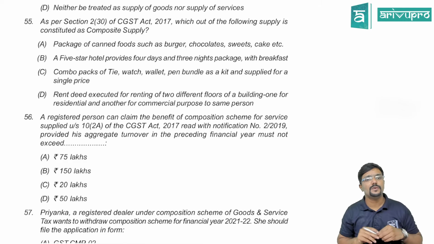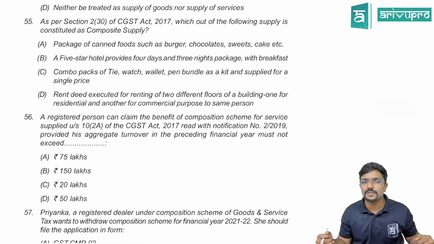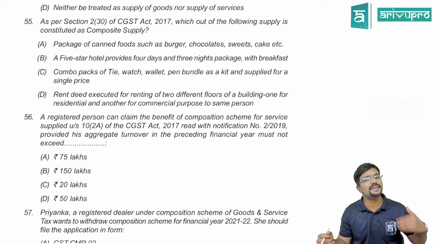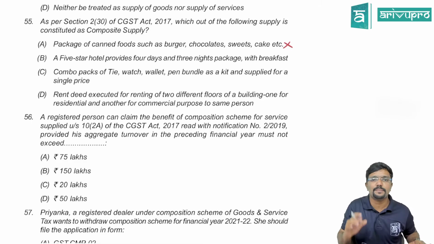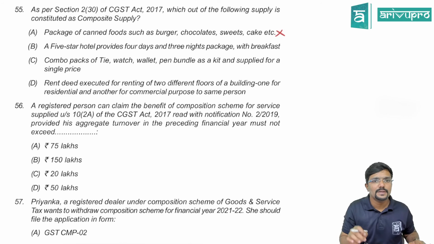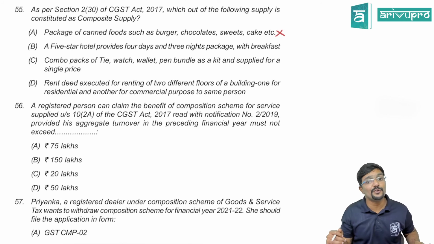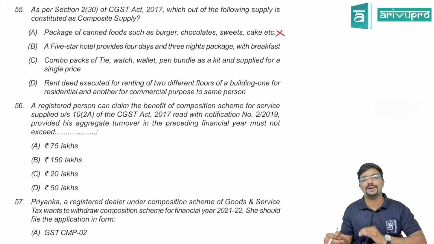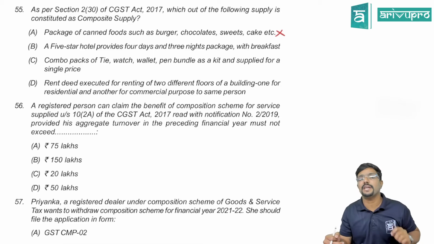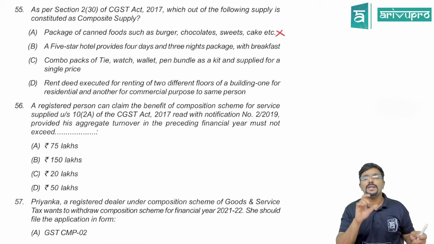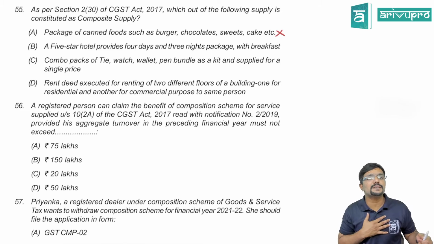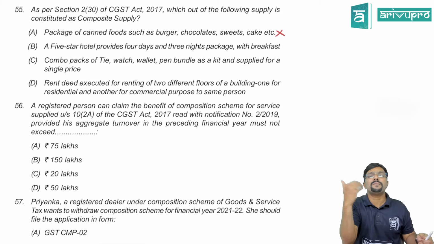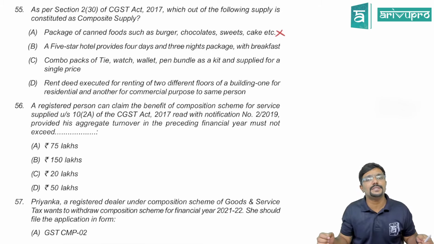Okay, chalo, we will see one by one. Package of canned foods such as burger, chocolate, sweet, cake, etc. It is not a composite supply, it is a mixed supply because they are not naturally bundled. Then a 5-star hotel provides 4 days and 3 nights package with breakfast. See here, accommodation with breakfast they are providing, and most of the hotels provide this, guys. And see, sir, what is naturally bundled? It is not defined in the law. Naturally bundled means when the majority of the customers expect that the goods will be purchased together or services will be taken together, we consider them as naturally bundled.